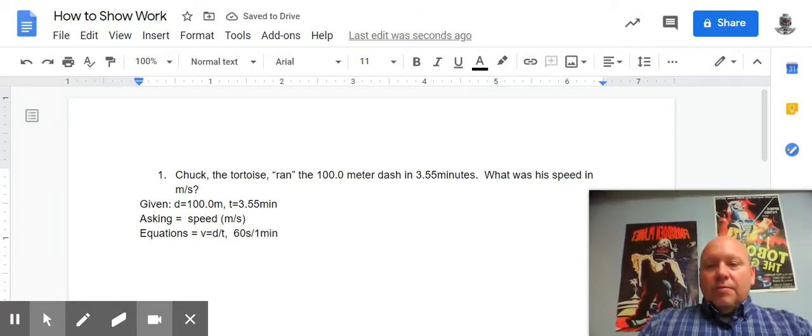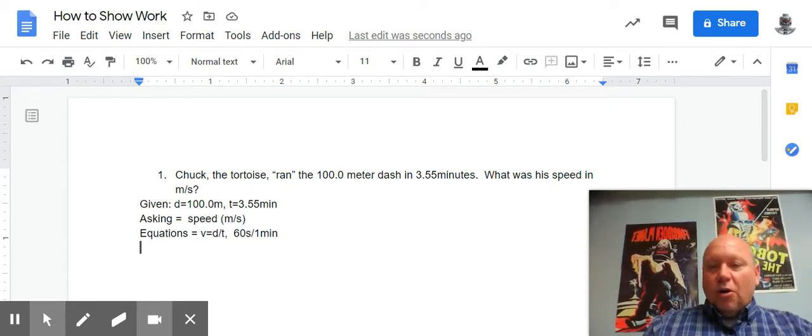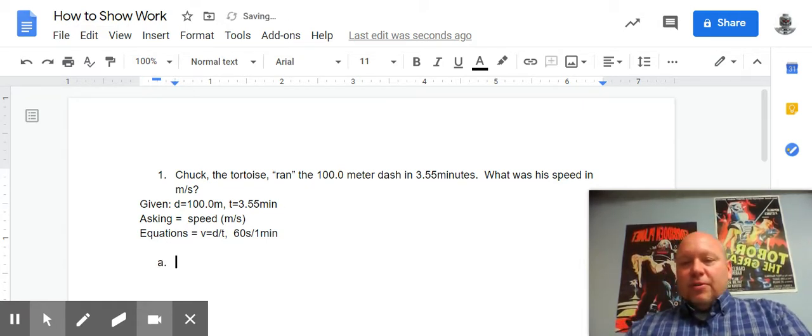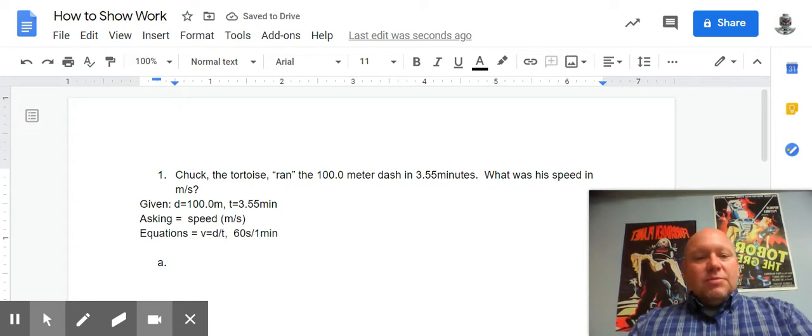Okay, so we have the given, what it's asking for, and the equations that we might need to use. And by the way, if you put an equation up there and you don't end up using it, it's no harm, no foul. It just maybe you did need it. Okay, so then we show our steps. The first thing I'm going to do, and sometimes the order doesn't matter, sometimes it does, is convert those minutes into seconds.